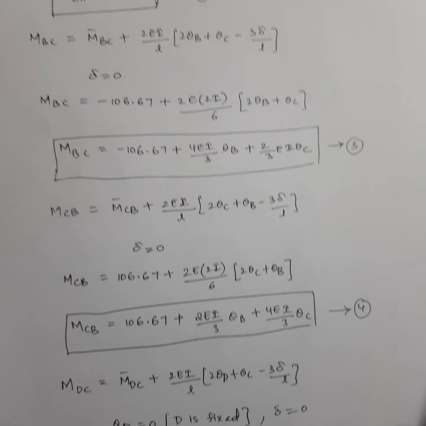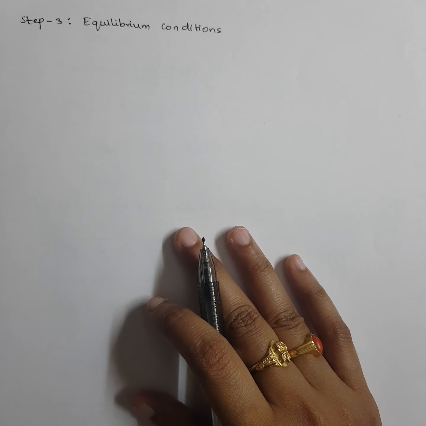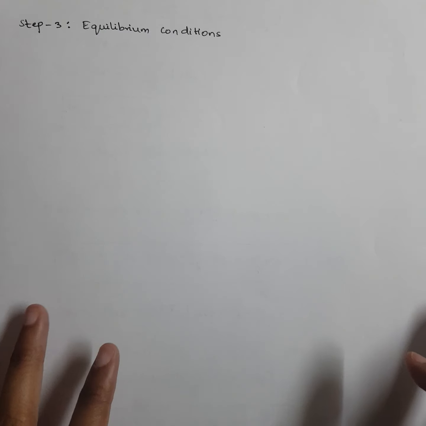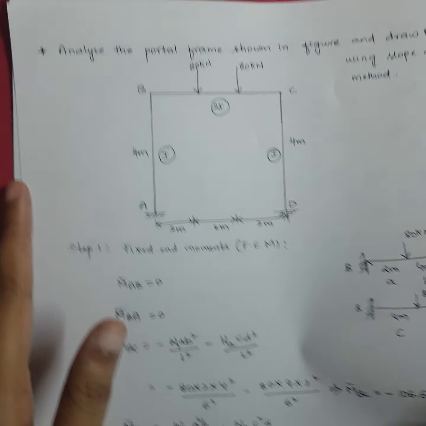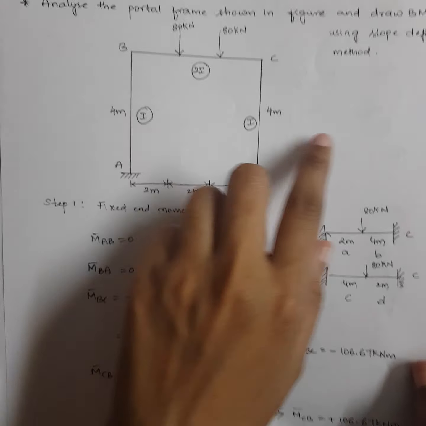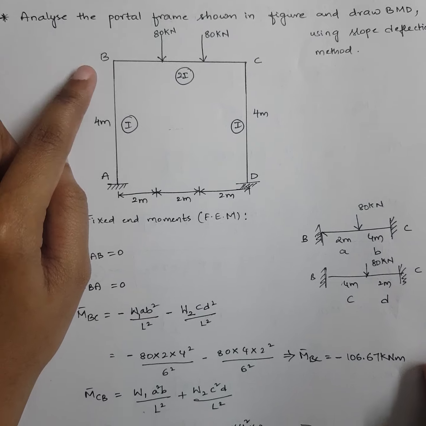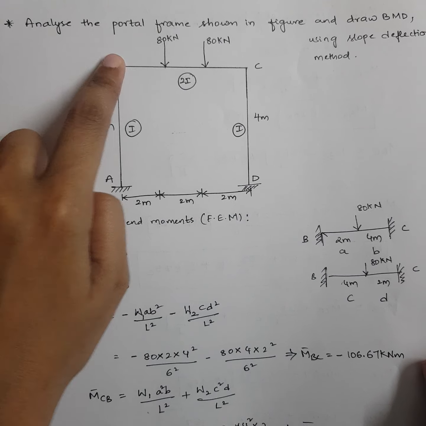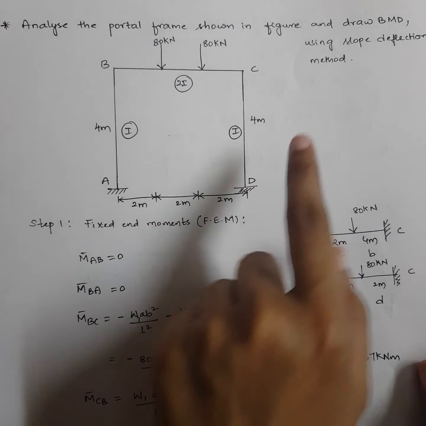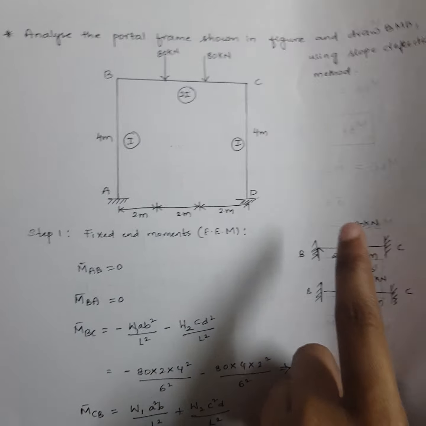So what is our step 3? To write the equilibrium condition. Right, so our step 3, as I've told you, is writing the equilibrium condition. So how will we apply the equilibrium condition now in our frame? See here, we'll apply one equilibrium condition at joint B, and we'll apply another equilibrium condition at joint C. So what will be the equilibrium condition at joint B? MBA plus MBC is equal to 0. Similarly at C it will be MCB plus MCD equal to 0.